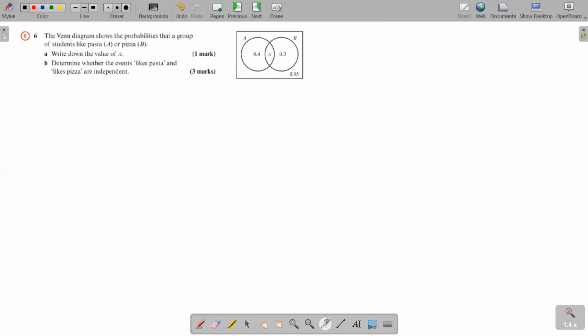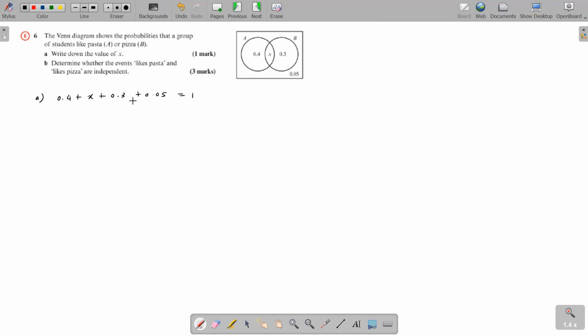Okay, so next we'll move on to question number 6. They say the Venn diagram shows the probabilities that a group of students like pasta, that's event A, or pizza, that's event B. Write down the value of X. So how do we write the value of X? In this particular Venn diagram, you have 4 regions: 0.4, X, 0.3, 0.05. So the rule is total probability must be equal to 1.